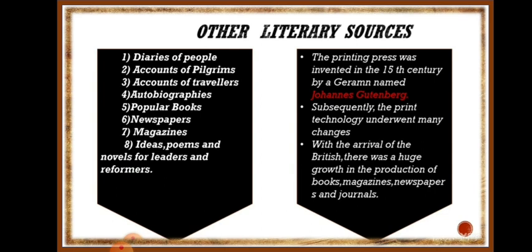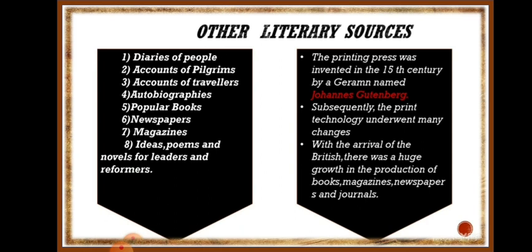Ideas, poems and novels of leaders and reformers. All of us know that our leaders gave lots of slogans, and Sarojini Naidu, the famous poet of India, existed at the time. They wrote lots of poems, and novelists also wrote, like Neel Darpan, which was a famous drama. Like that, lots of books are available to us to know how the situation of India was during the Britishers.